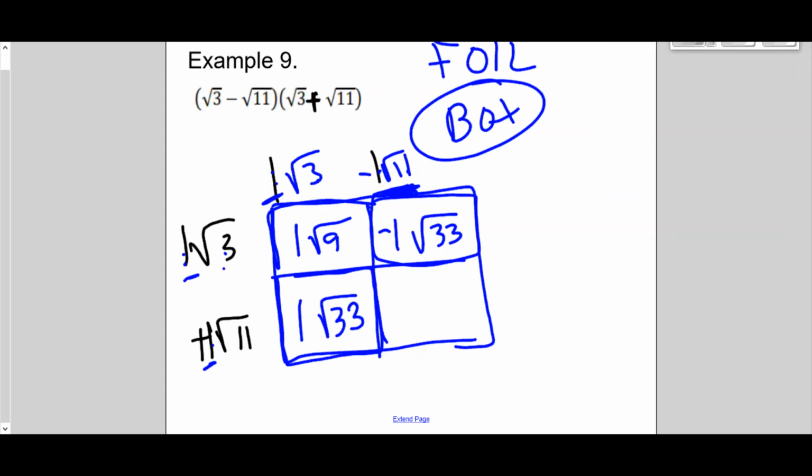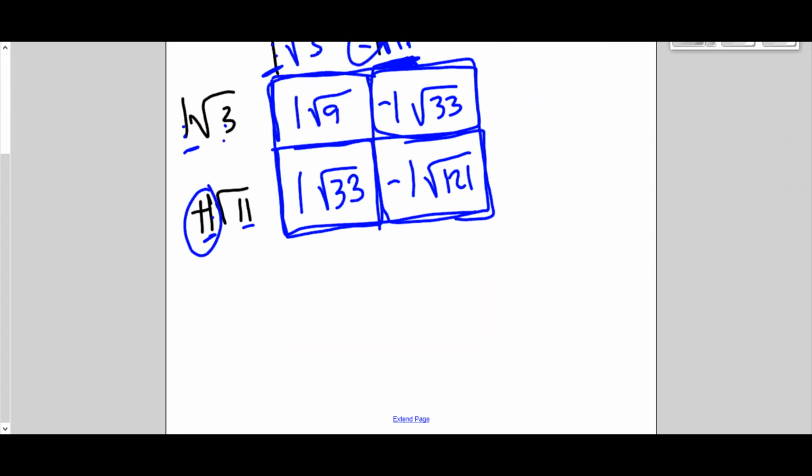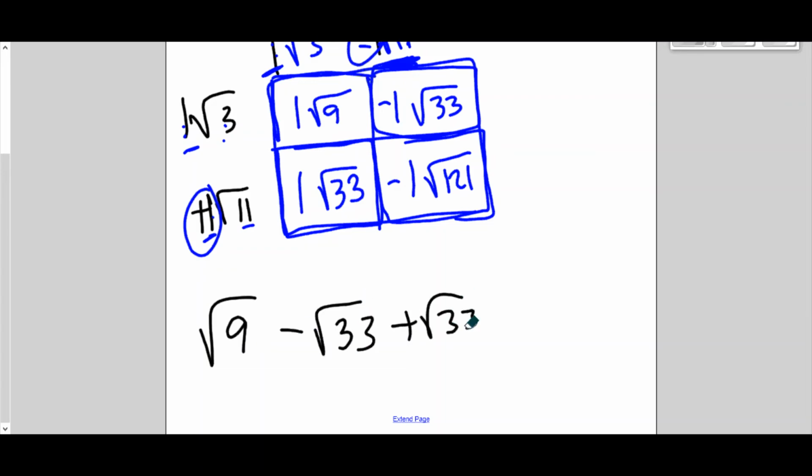And the last box, positive 1 times negative 1 is negative 1. 11 times 11 is 121, so square root of 121. And then we could write this out. So I'm not going to show the ones. So this would be square root of 9 minus the square root of 33 plus the square root of 33 minus square root of 121.